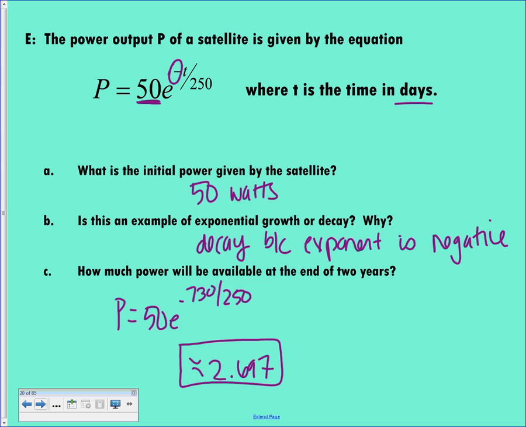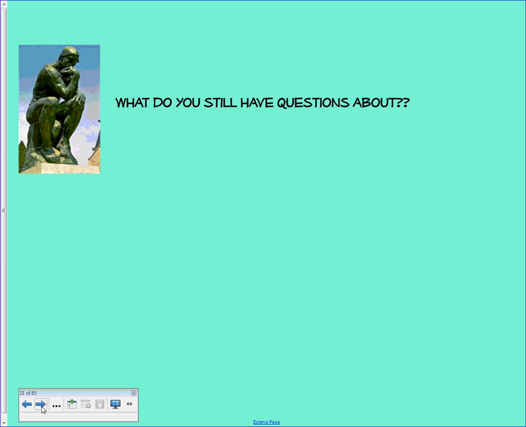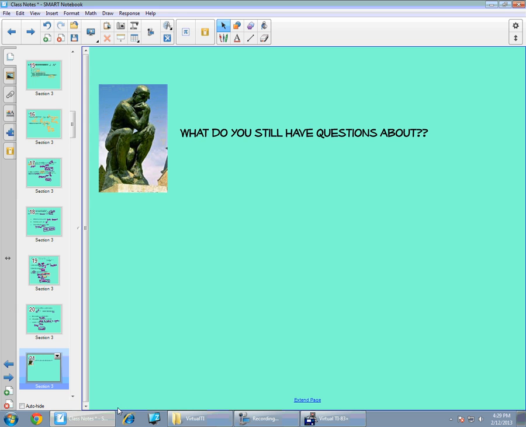So today, continuous growth and continuous decay, very similar to yesterday, just a different equation. So write down if you still have questions about any of this and bring them to class tomorrow.